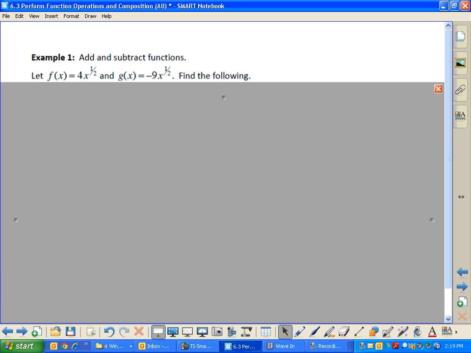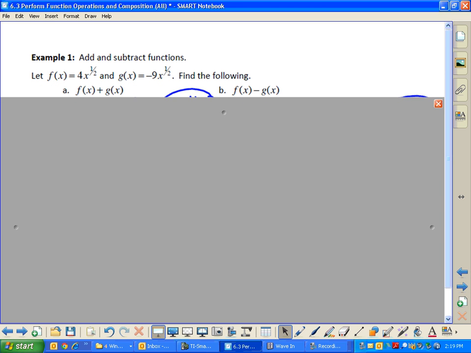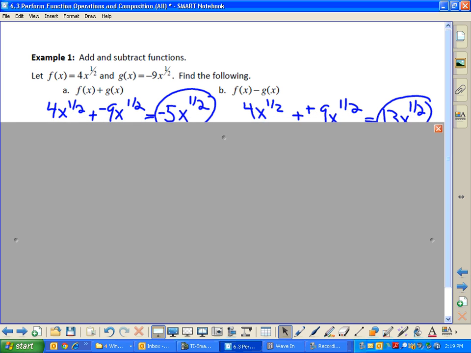If I want to find h of x when f of x were 4x to the 1/2 and g of x were -9x to the 1/2, I could add or subtract those two functions. So I'll show you that out here. If I want to add f of x and g of x together, what you would see is I would take 4x to the 1/2 and add -9x to the 1/2 to it, and just combine your like terms.